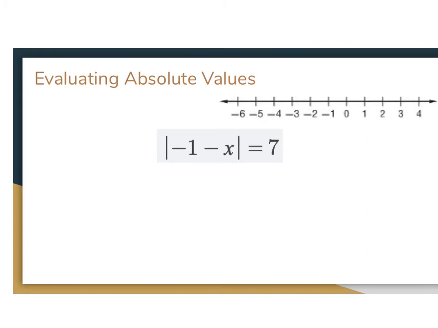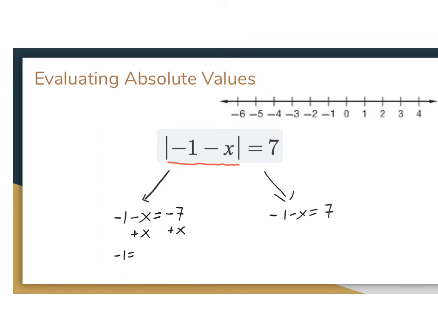Now that you have tried it, let's work it out together. Since this absolute value is isolated already on one side of the equation, we can go ahead and split it into our negative side. So we have negative 1 minus x is equal to negative 7, and our positive side, negative 1 minus x is equal to 7. Now we will solve for x. So I'm going to add x to both sides.